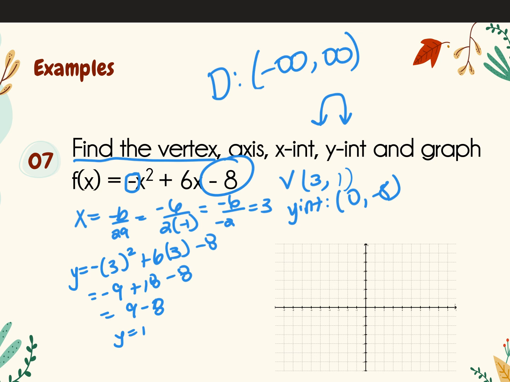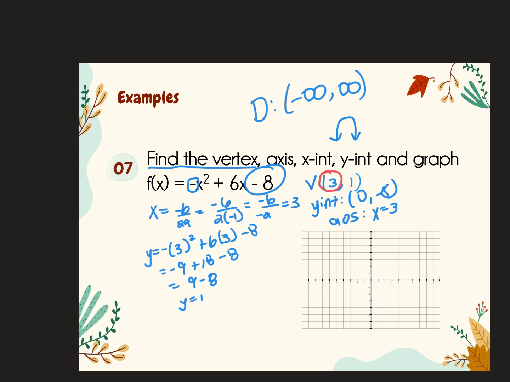And since I found my vertex, I can find my axis of symmetry, my AOS. Your axis of symmetry, which is that vertical line that cuts your parabola in half, is going to be at x equals 3. It's going to be the x part of the vertex.